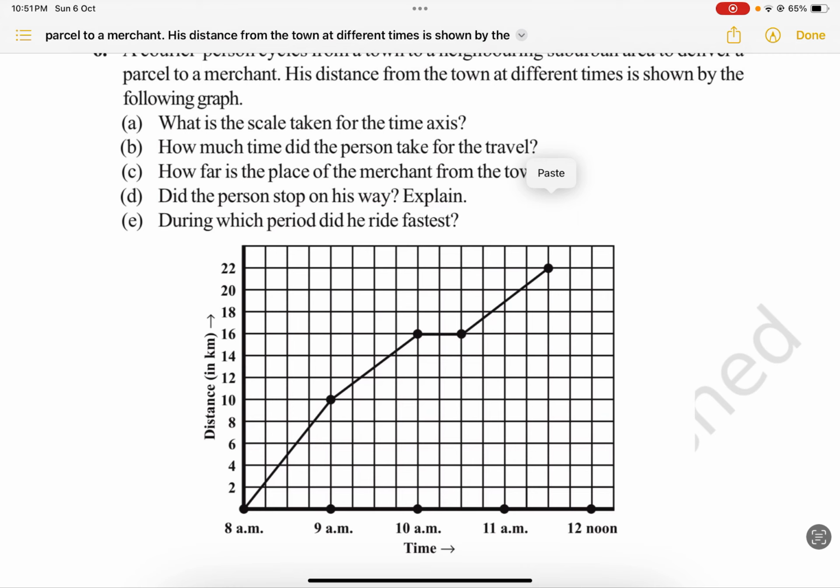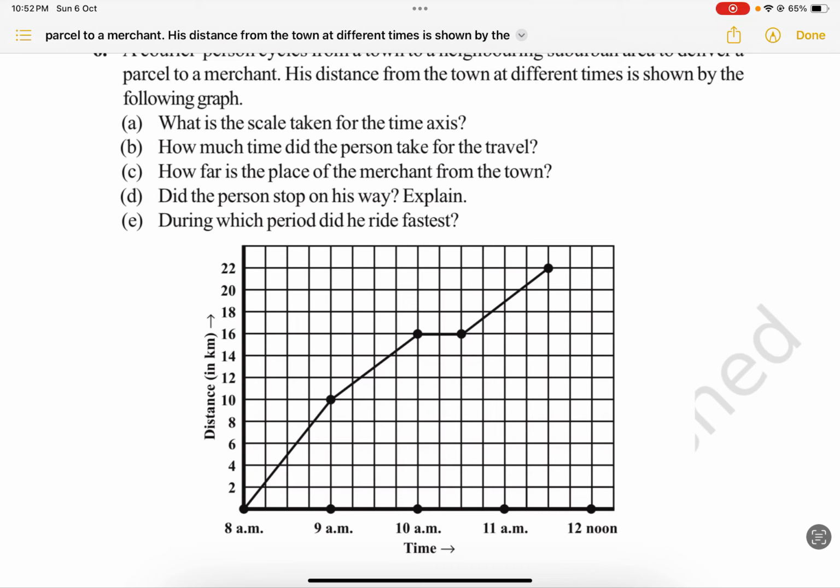And then the next is, did the person stop on his way? See, he has started traveling, and then he continues traveling. Whereas here he stopped from around 10 o'clock, from 10 to 10:30, you can say. From 10 to 10:30 he is totally in the horizontal line. That means only at 16 kilometers he is taking rest. So he has stopped at this particular point, you can understand.